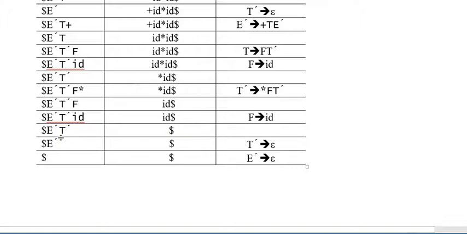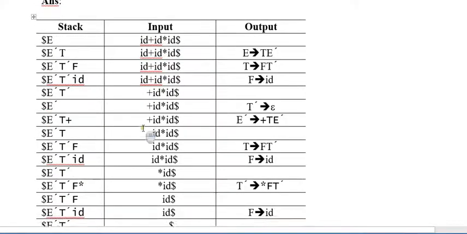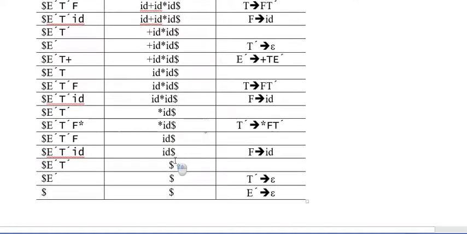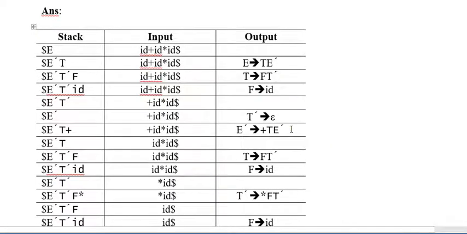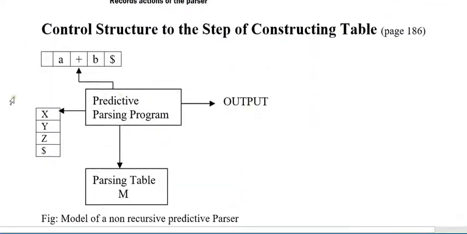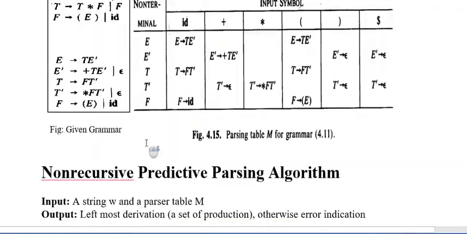Then T' will be removed with epsilon, and lastly E' will be removed with epsilon. Then both the stack and input contain the dollar symbol, which means those are empty, and the output shows the transition functions. So those are the stack, input and output functions for this type of diagram. So now I hopefully say that you have understood the diagram and the table function of this instruction.